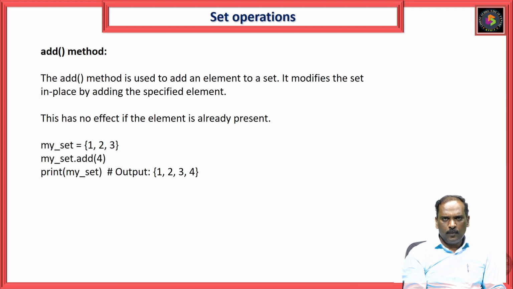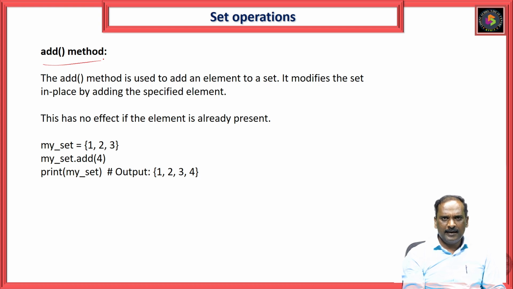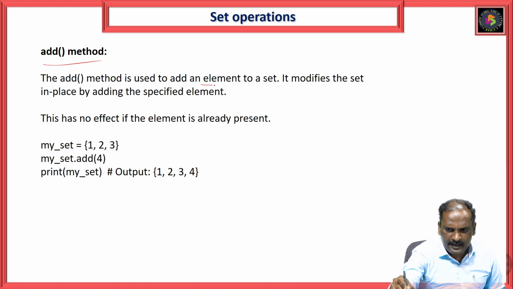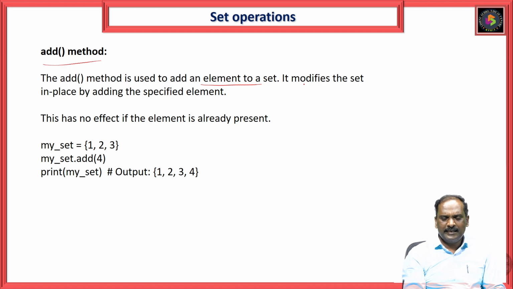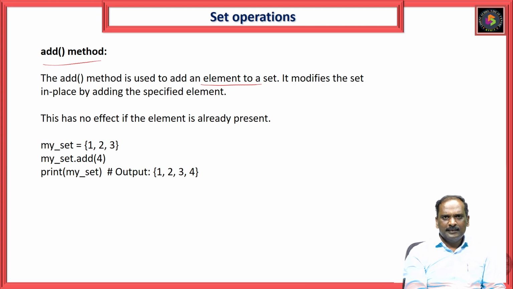Now we shall see the set operations. The first operation is add. Adding an element to a set by using the add method. The add method is used to add an element to a set. It modifies the set in place by adding the specified element to the existing set. There is no effect if the element is already present.